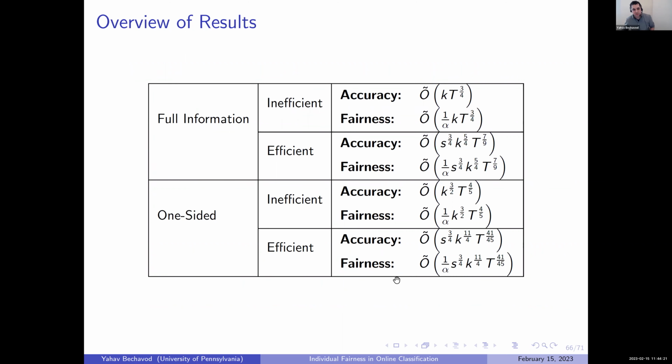All right, so this is the overview of the results that we have. We have results for the full information setting as well as the one-sided setting, starting from T to the 3/4 for the inefficient case for full information, all the way to the guarantee that we have for an efficient algorithm with a one-sided nature. K is the number of individuals, so ideally you would want this to be linear. And you can see that for the fairness term, we have this 1 over alpha, which we carry over because alpha is the slack for the violation. We have to linearize over that.